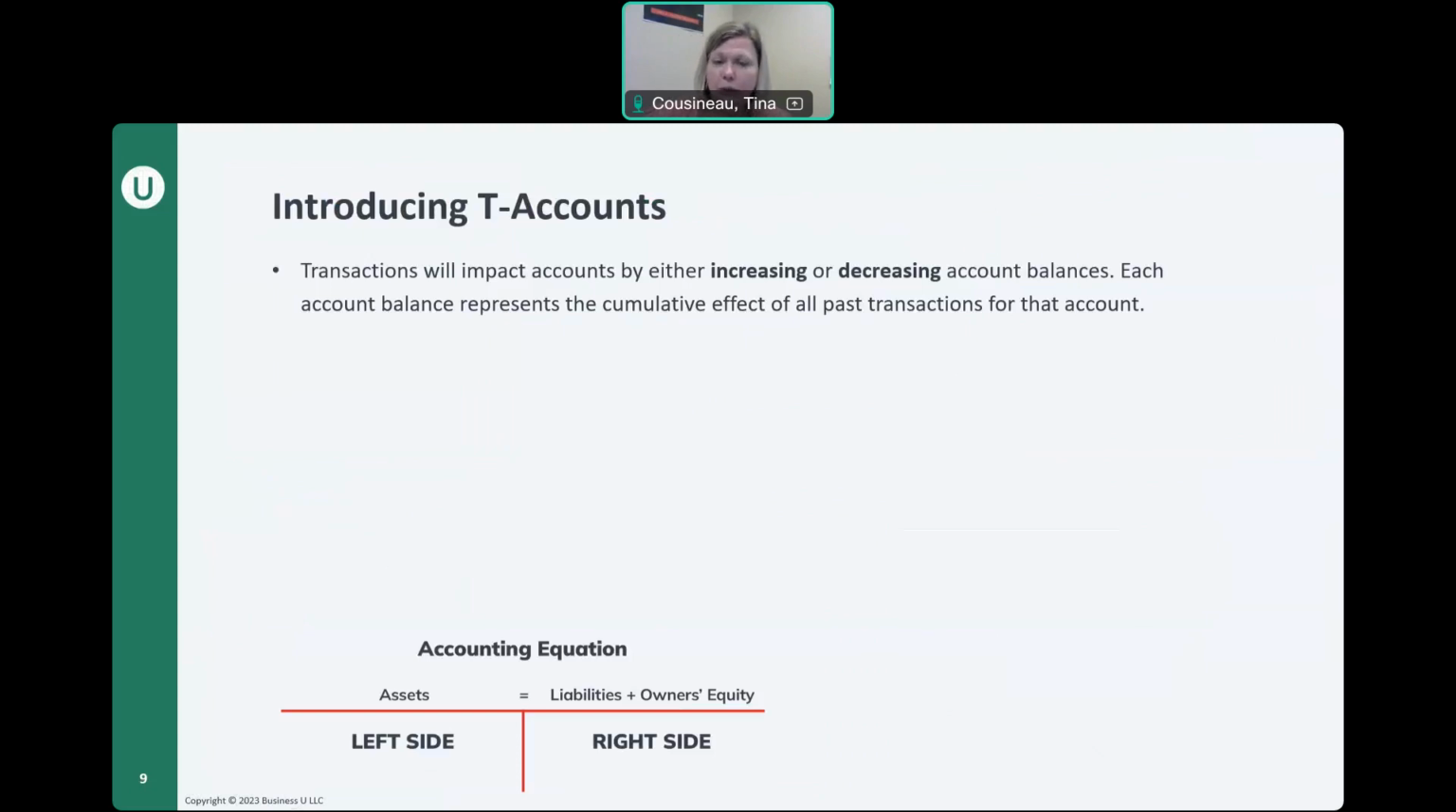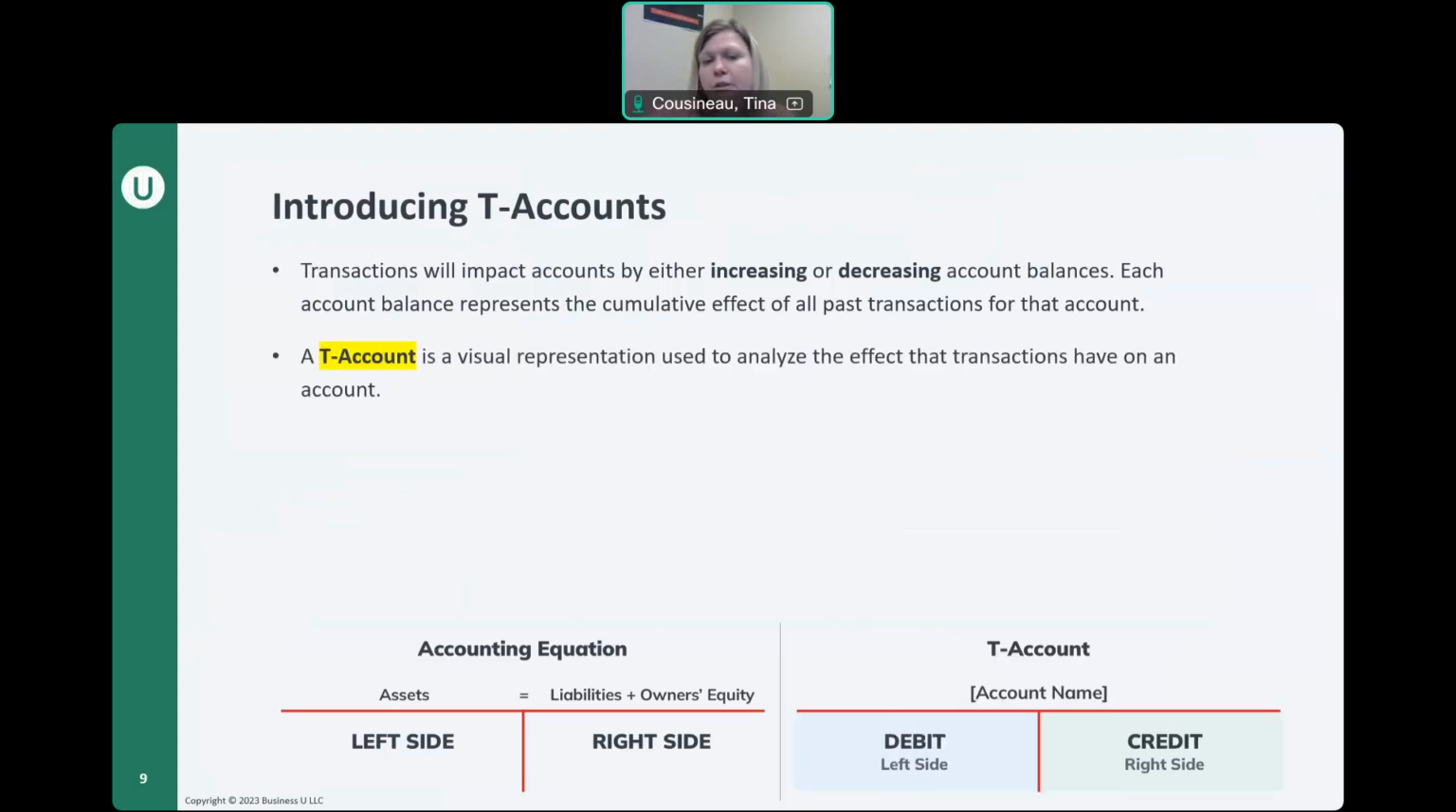So our transactions will impact our accounts, whether they're going up or they're going down for our balances. Each accounting balance represents the total of all of the past transactions of the account. So when we're looking at a T account, we're looking at the accounting equation, we're taking those transactions, we're adding and subtracting different items, and we're coming out to the ending balance. The T account is just a visual representation used to analyze the effect the transactions have on an account. You can see it's down there in the right-hand corner.